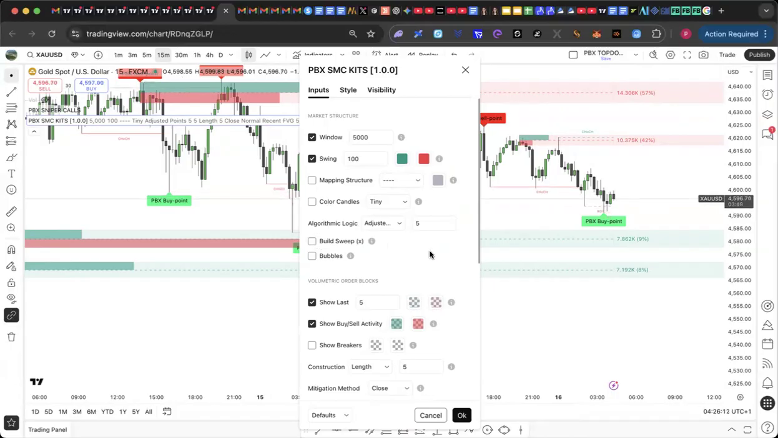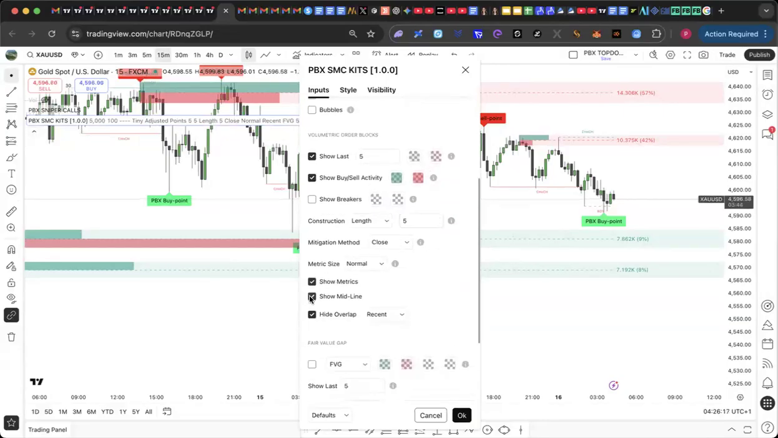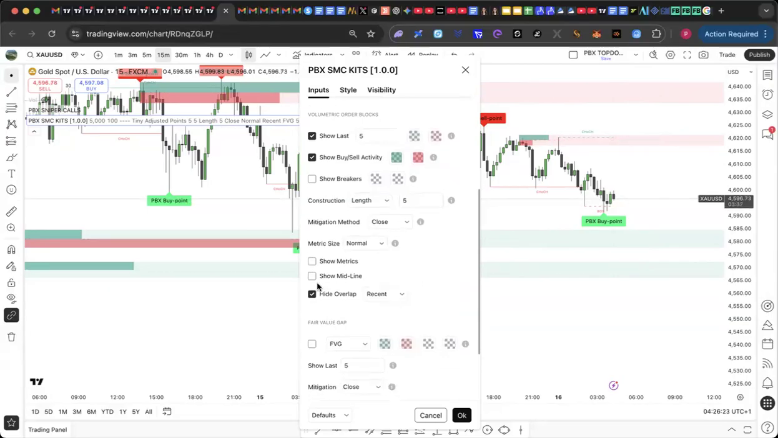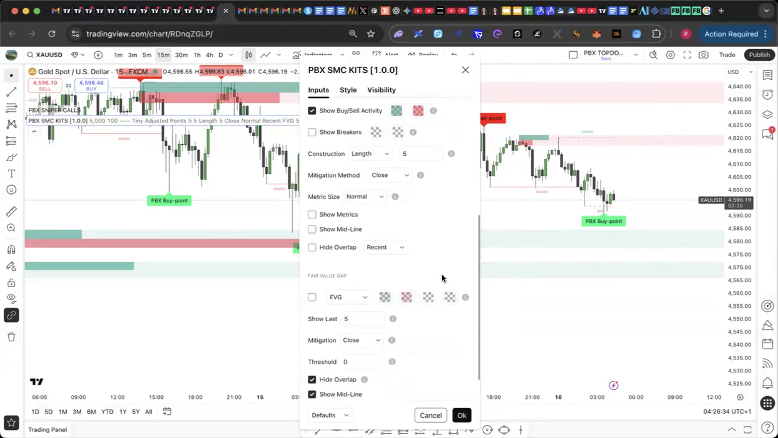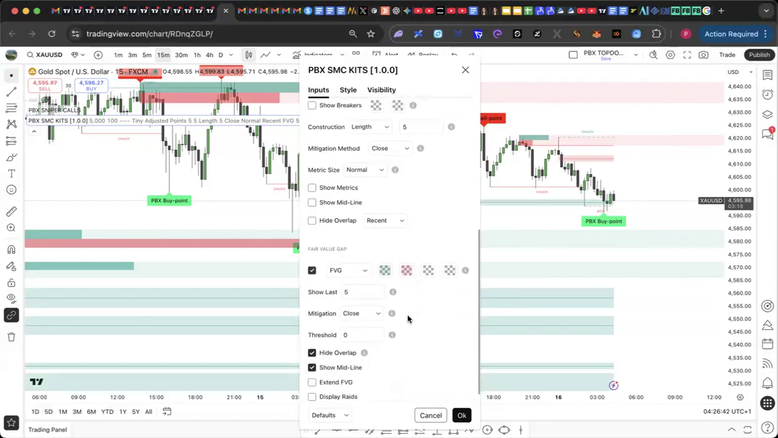Okay, don't want to have it too cluttered. Then you can remove this middle line, show metrics. You're getting it now. The recent overlap, don't hide it because it will help you with support and resistance overlap for taking some trades. Don't hide it. Then enable fair value gap if you know you need it.